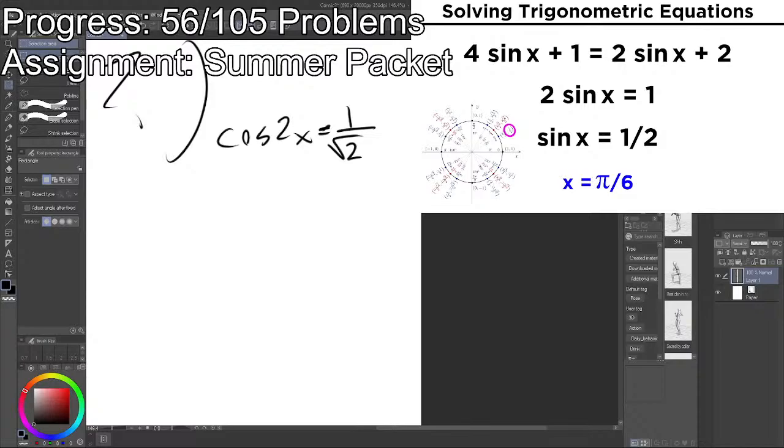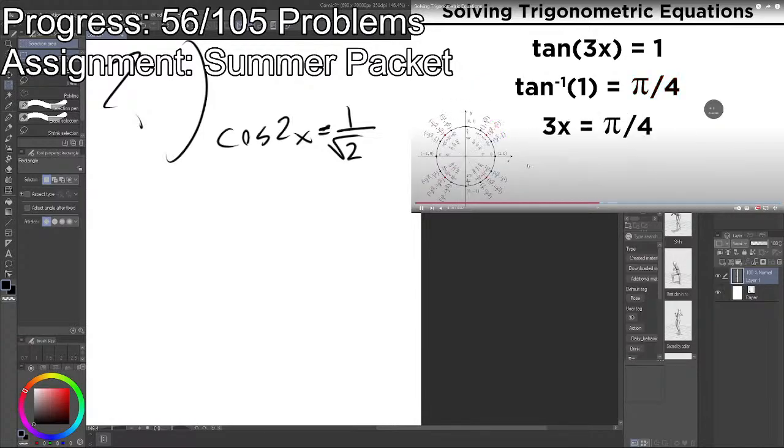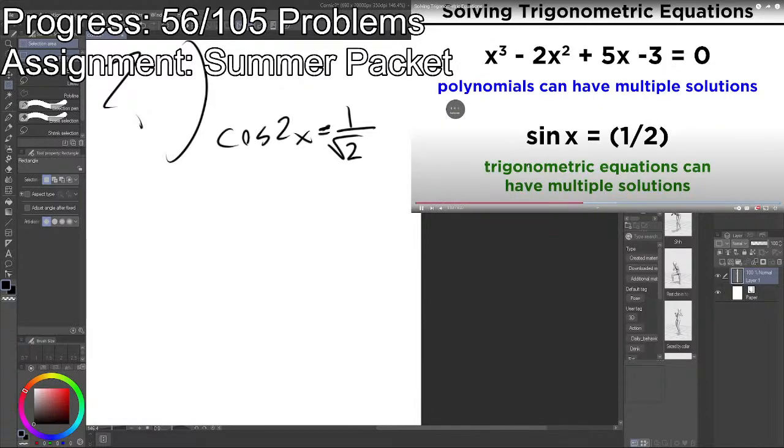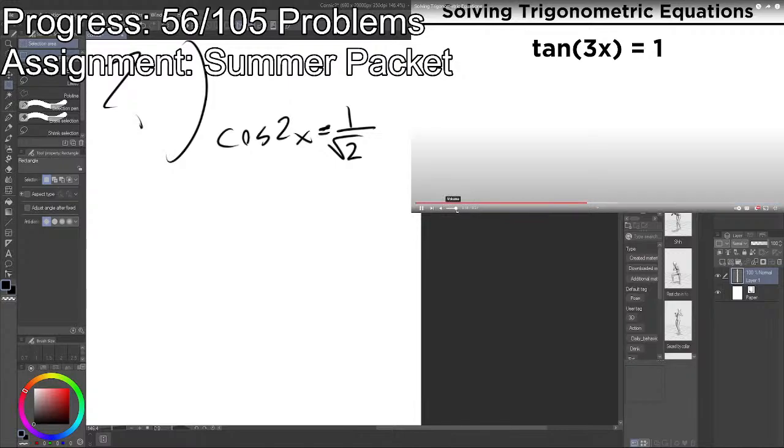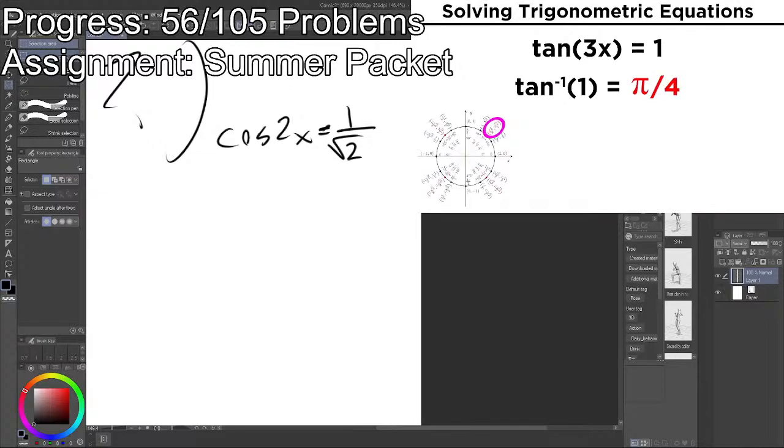But the only problem is that this is not the only solution to this equation. The sine of 5/6 pi also gives 1/2. Not only that, but either of these values plus any multiple of 2 pi will be a solution. We can also do this with other trig functions. Say we want to solve tangent 3x equals 1. Well, what angle gives us a tangent of 1? That would be quarter pi, because root 2 over 2 divided by root 2 over 2 gives us 1.